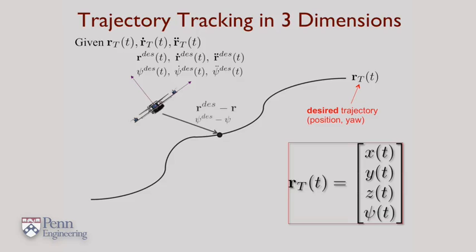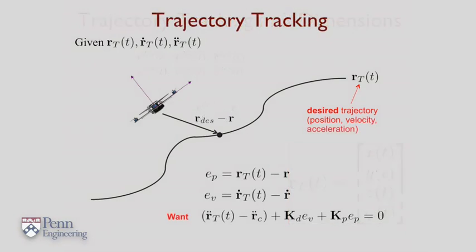As before, we'll be interested in the difference between the desired position and the actual position. But now, we're also interested in the difference between the desired yaw angle and the actual yaw angle. That gives us the error vector and its derivative. And again, we want the error vector to go exponentially to 0. This will allow us to calculate the commanded acceleration, whether it be the second derivative of the position vector or the second derivative of the yaw angle.